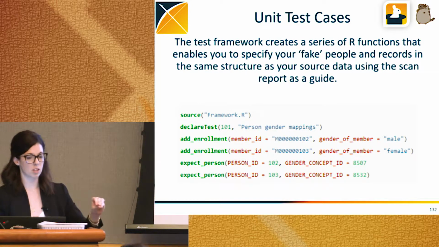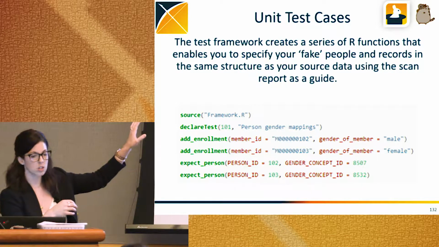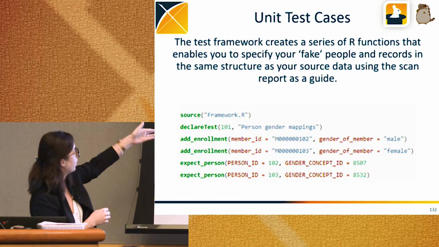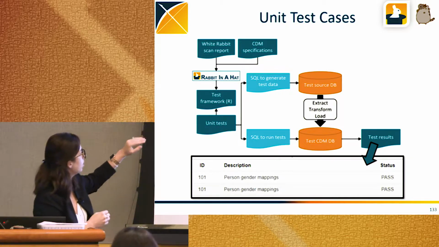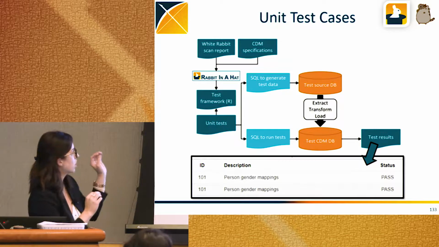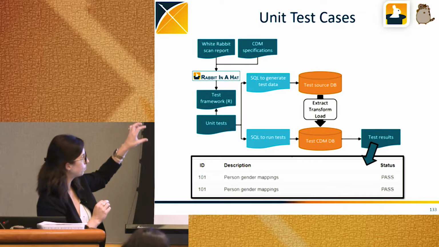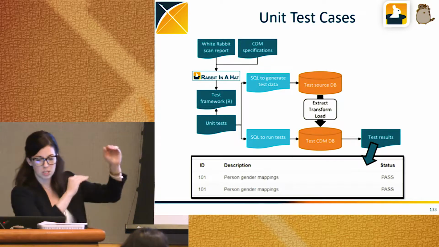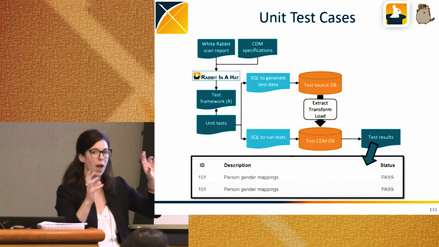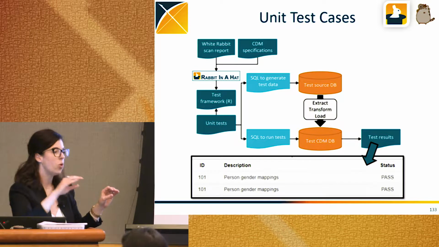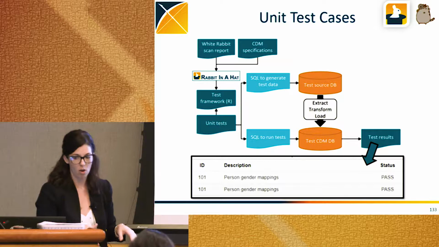This is just a nice little schematic of how this all works together. We've got our scan report and our CDM specifications all falling into Rabbit in a Hat. Rabbit in a Hat generates our test framework, and then our unit tests generate our SQL to run those tests and our SQL to generate the test data. You can see how those two databases work together and come out with your test results. So you end up at the end with a table that tells you, for every unit test case you created, does it pass or fail?